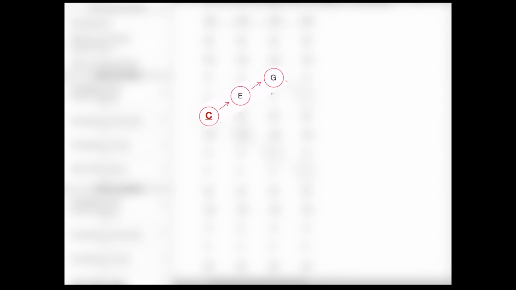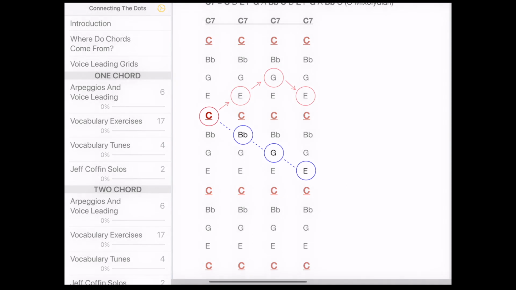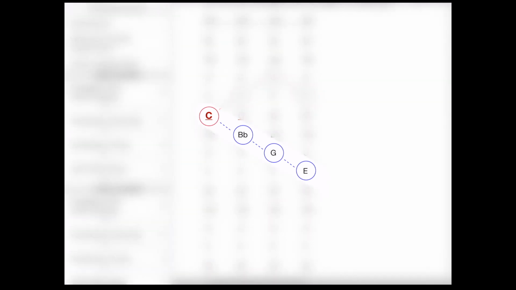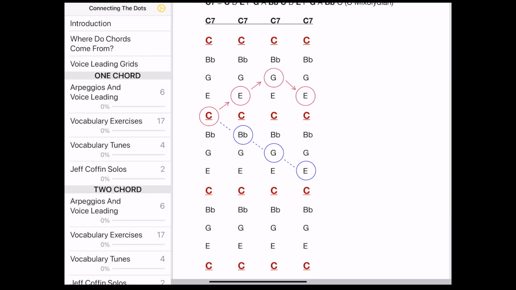From the G, I have one of 2 choices. Again, not having a common tone, either up to the B flat or down to the E. I chose to move down to the E. And you can see in the blue, if I had made an alternate choice of going down from the C, that's my alternate choice. And I can either go up or down from there.